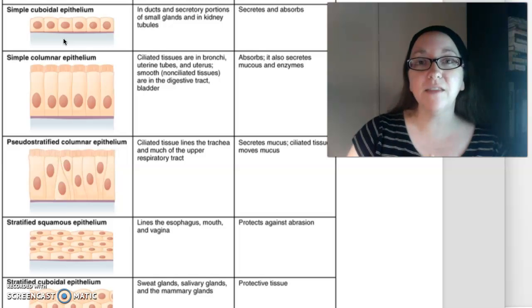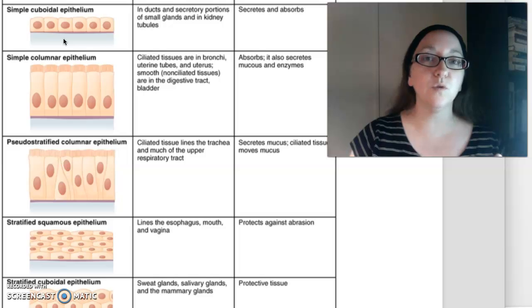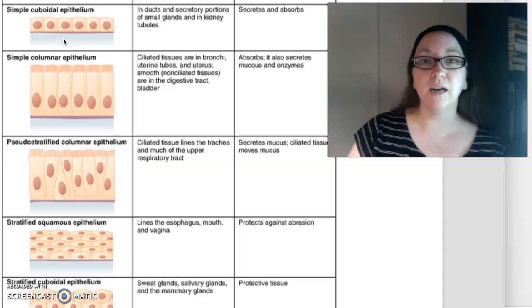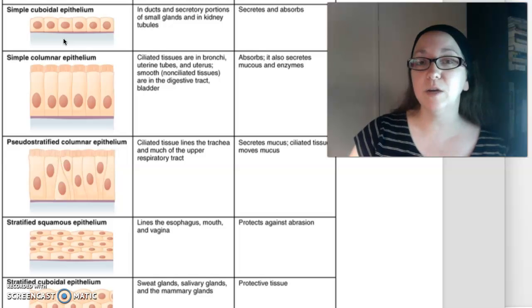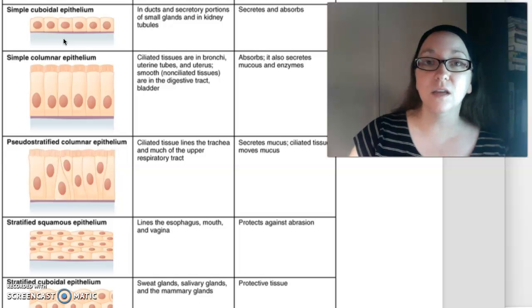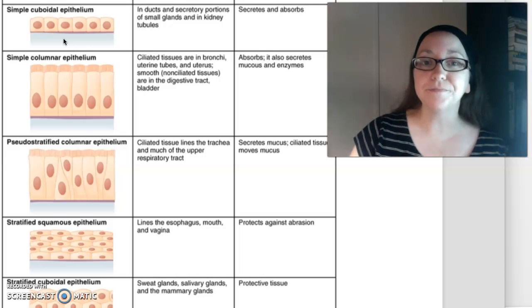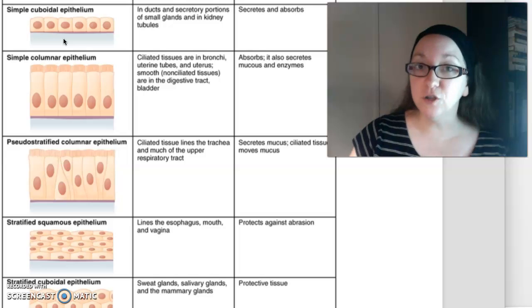Probably the best place to find this is in the kidneys, in the ducts and around the kidney tubules, because it still has to secrete and absorb things, but your urinary system is trying to do that at a little slower pace and a little more precise with all those electrolytes, and so it's not going to be quite as quick as gas diffusion in the lungs and capillaries, but still needs a lot of filtration. So simple cuboidal, best location, kidney tubules, ovarian tubules, things like that.